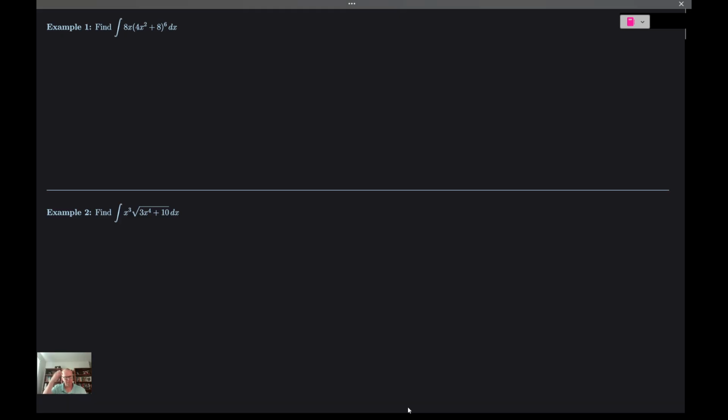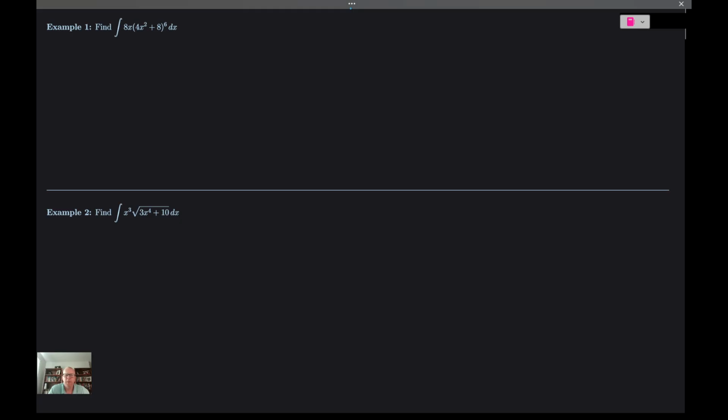You might know the technique, but you have to decide which option you want to use. So let me illustrate what I'm talking about here. We want to integrate this function, 8x times 4x squared plus 8 to the 6th. If we wanted to find the derivative of this function, that would not be too difficult. We'd use the product rule and the chain rule. But with integration, we are going to use what's called substitution.